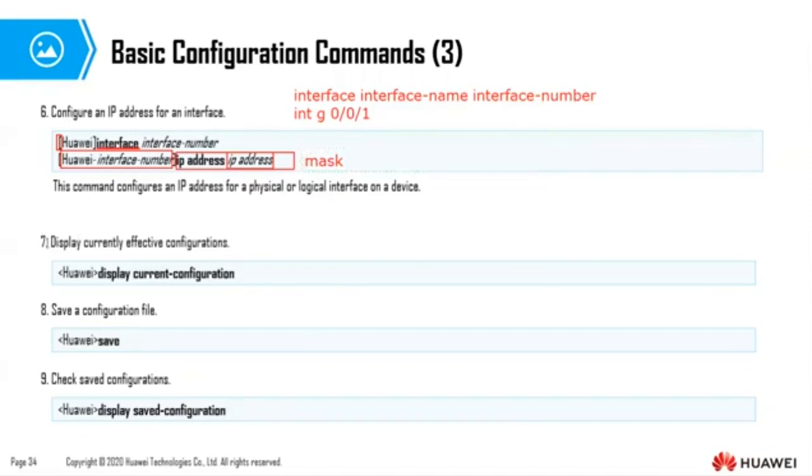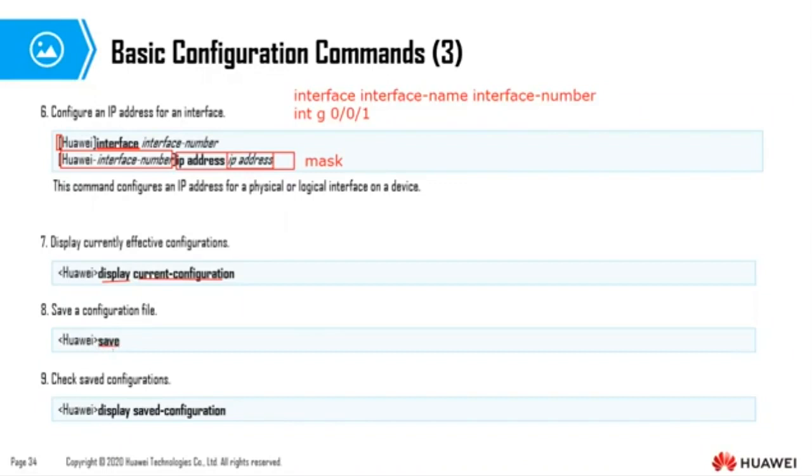Okay, then you have display currently effective configuration. If you want to display the current configuration, the command is display, then current-configuration. Now, after changing, for example, configuring your IP address, like what we've done here, you have to save your work using the save command.